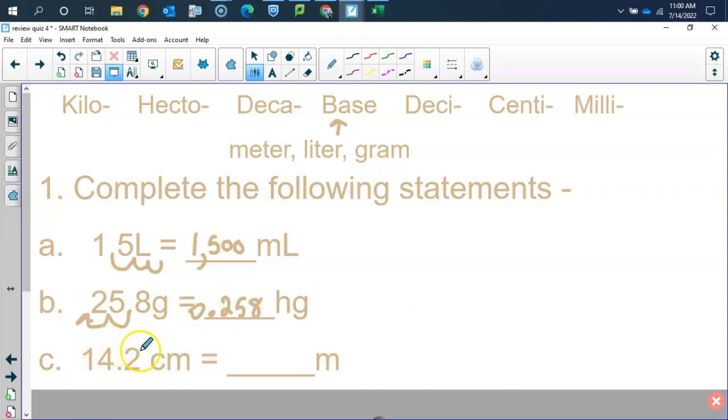Try the last one. 14.2 centimeters to meters. Go. Well, centimeters to meters, I would move 1, 2 to the left. So we're going to move this 1, 2 to the left, 0.142 meters. So you need to know this chart, and then that helps you convert from meters to centimeters and whatnot, because it's a base 10 system. You're either multiplying or dividing by tens, 100, 1,000, etc.